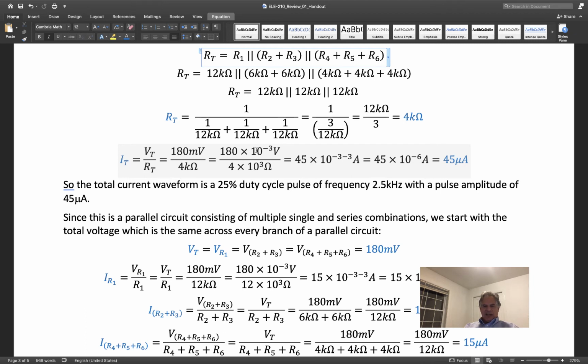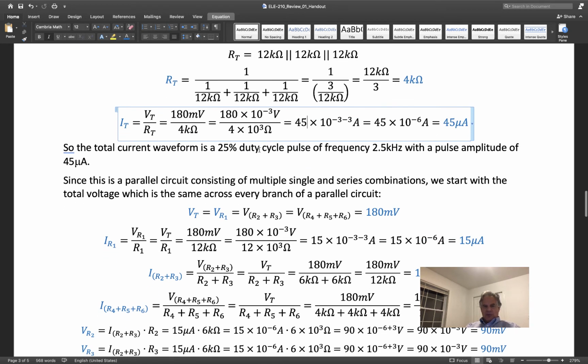Remember, milli is thousandths. So 180 times 10 to the minus 3 volts divided by 4K, or 4,000 ohms. So 4 times 10 to the 3. And 180 divided by 4 is 45. And again, we subtract our exponents of 10 when we divide. So I have times 10 to the minus 3 amps, which equals 45 times 10 to the minus 6 amps, or 45 microamps. So our total current waveform is a 25% duty cycle pulse of frequency 2.5 kilohertz, and its amplitude is 45 microamps.